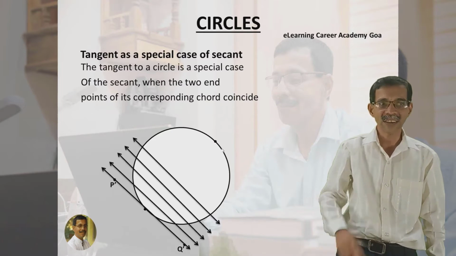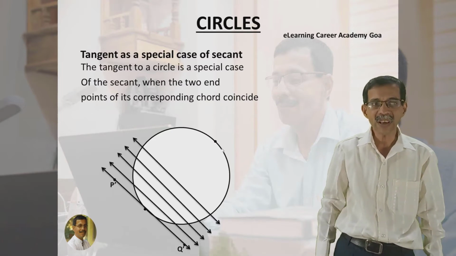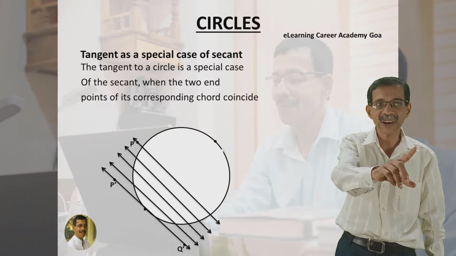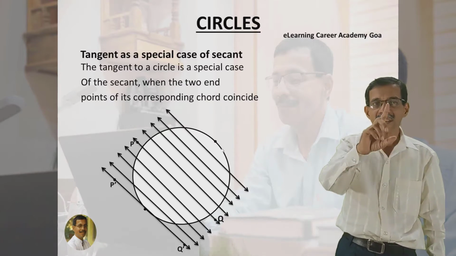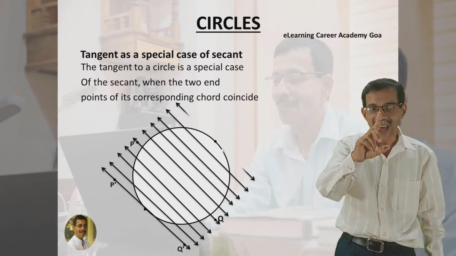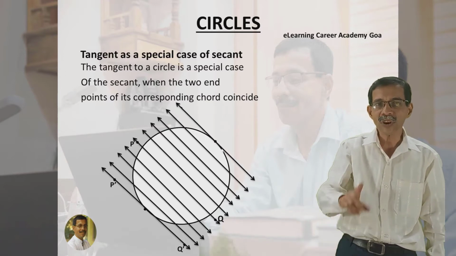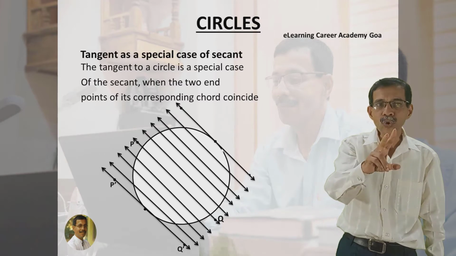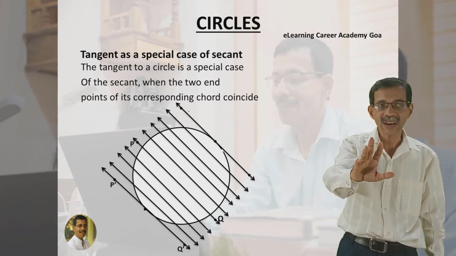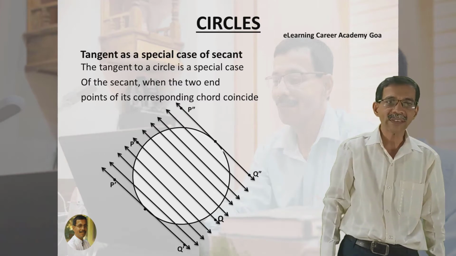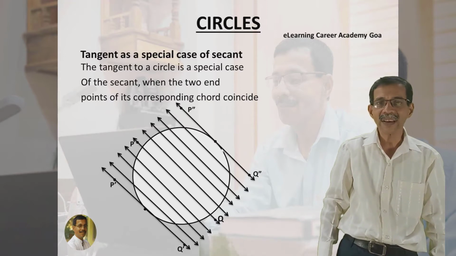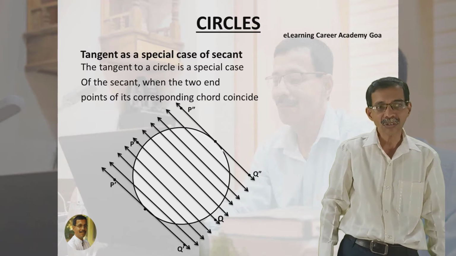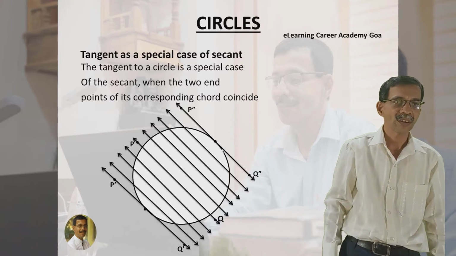Next, you see these lines are not forming the tangent, they are forming the secant. These lines are also forming the secant, and the last line touches at only one point. That means the two intersecting points coincide with each other, and so P dash Q dash is a tangent, whereas PQ is not a tangent.